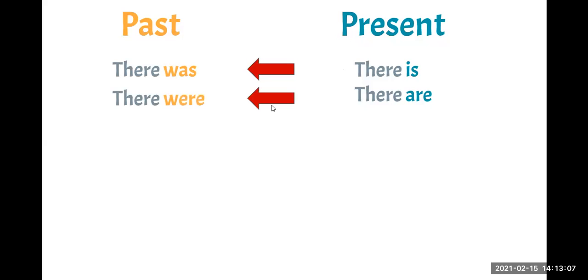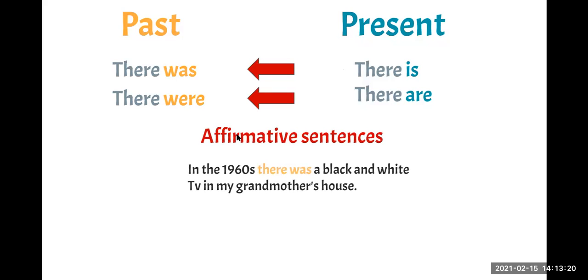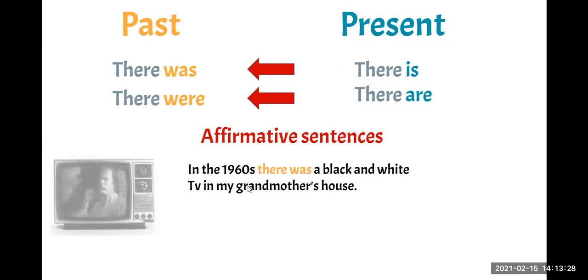There were, right? So it's exactly the same. It follows exactly the same rules, but the only thing is that we change the verb to be in the past, okay? For example, here we have affirmative sentences, okay? In the 1960s, there was a black and white TV in my grandmother's house. Okay, so in the 1960s, there was, había, right?